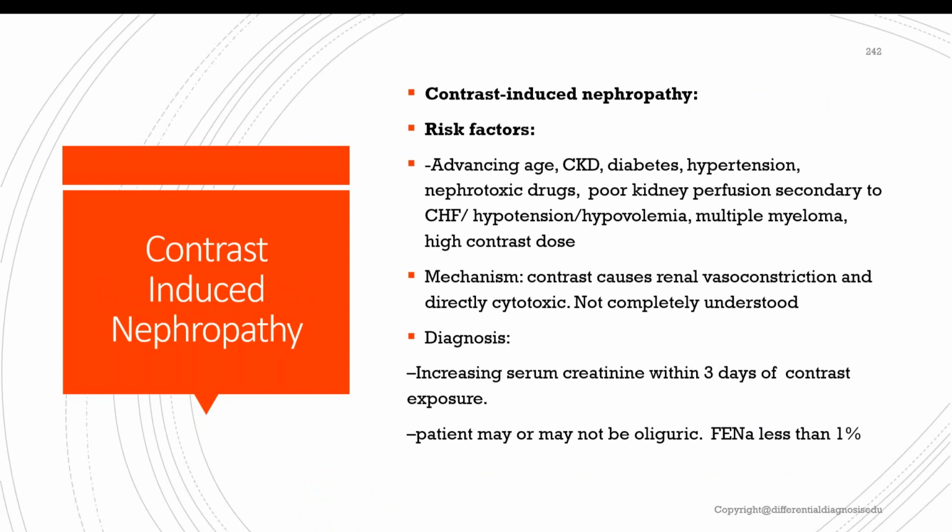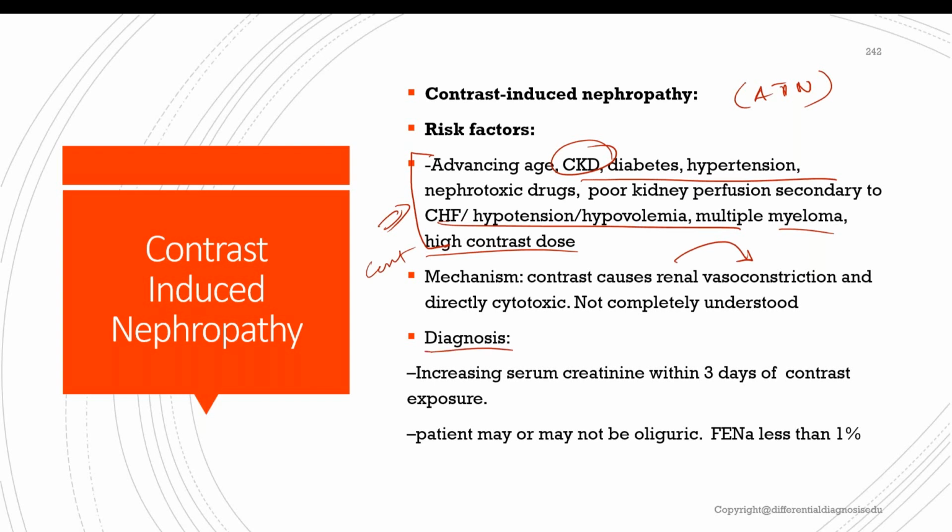Next is contrast-induced nephropathy, which can cause acute tubular necrosis. This can happen in patients who already have risk factors for kidney abnormality: diabetes, hypertension, chronic kidney disease, CHF, hypotension, multiple myeloma, recently received contrast. They have all these risk factors, and on top of that you give them contrast, which will cause renal vasoconstriction and lead to ATN. Diagnosis: history of receiving contrast in the last 3 days. FeNa will not be accurate.